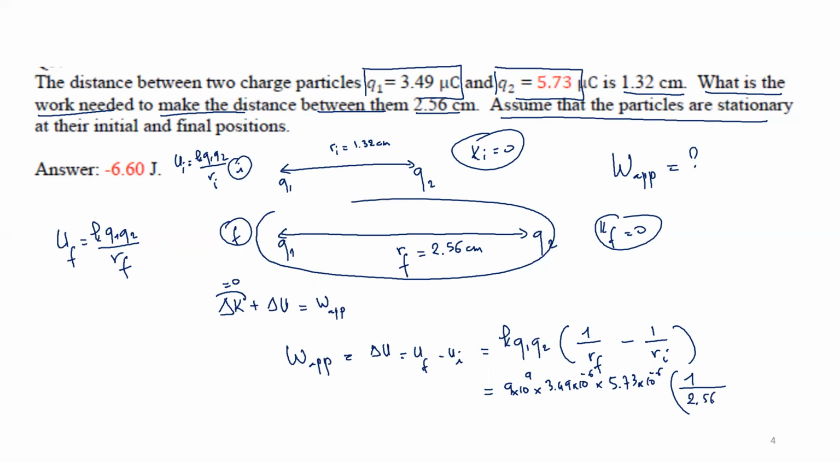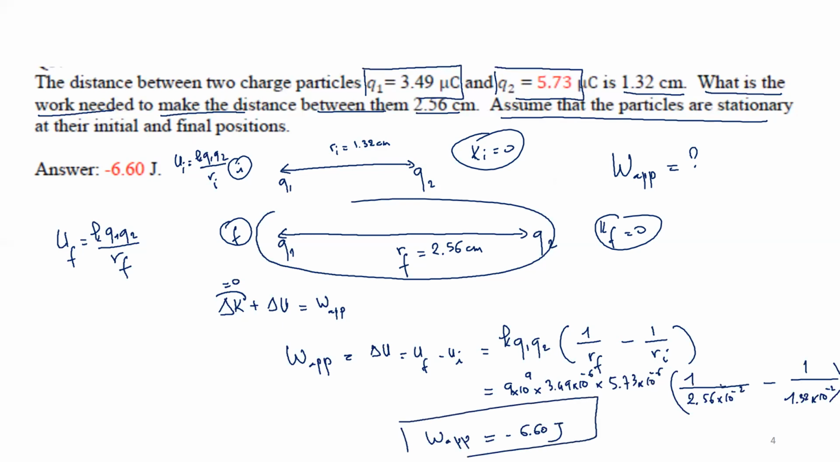So 1 over 2.56 times 10 to the power minus 2, minus 1 divided by R initial, which is 1.32 times 10 to the power minus 2. You calculate. So how much do you get? If you calculate, you get minus 6.60 joule, and this is the work applied. Okay. Now, why is this negative? Why is the work applied negative? Well, that makes sense.